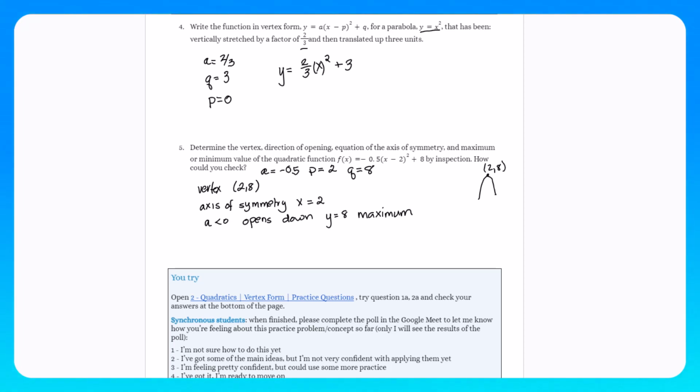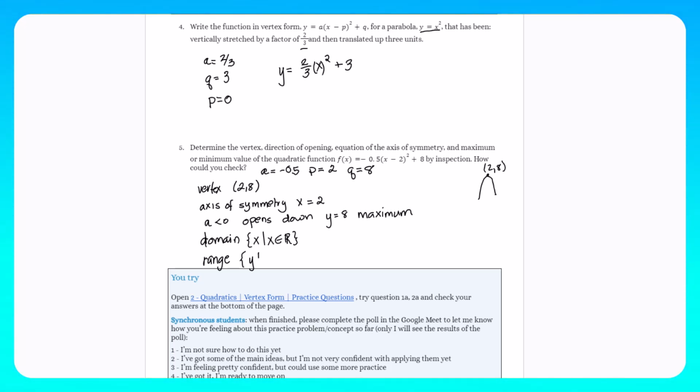Now, with all quadratic functions, we know that the domain is x is all the real numbers. And let's put in the range anyways. The question doesn't ask for it, but the range is from that minimum value down.